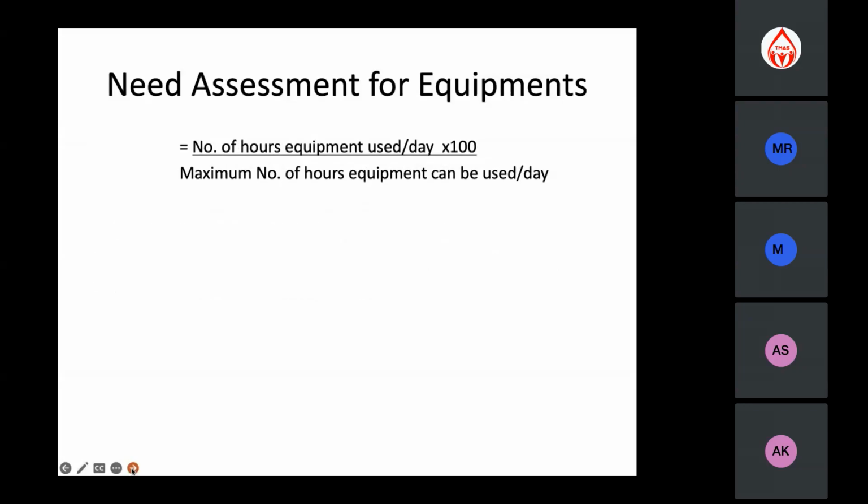The formula is number of hours an equipment is used per day divided by the maximum number of hours the equipment can be used, times 100. If the percentage is less than 50, then it is not economically viable for a department to proceed with a new purchase. So we have 3 procedures on average, so we have 4.5 hours as the equipment operating time, and the maximum possible working time is 6 hours for apheresis. So it comes around 75%. This is how we can approximately assess the need for additional equipment in medical institutions.